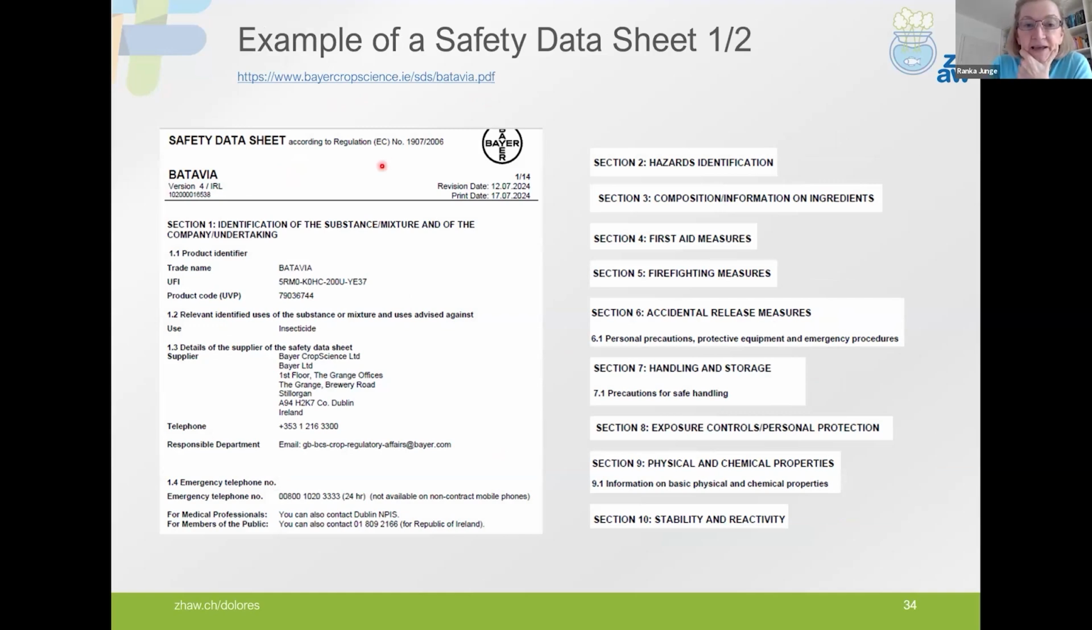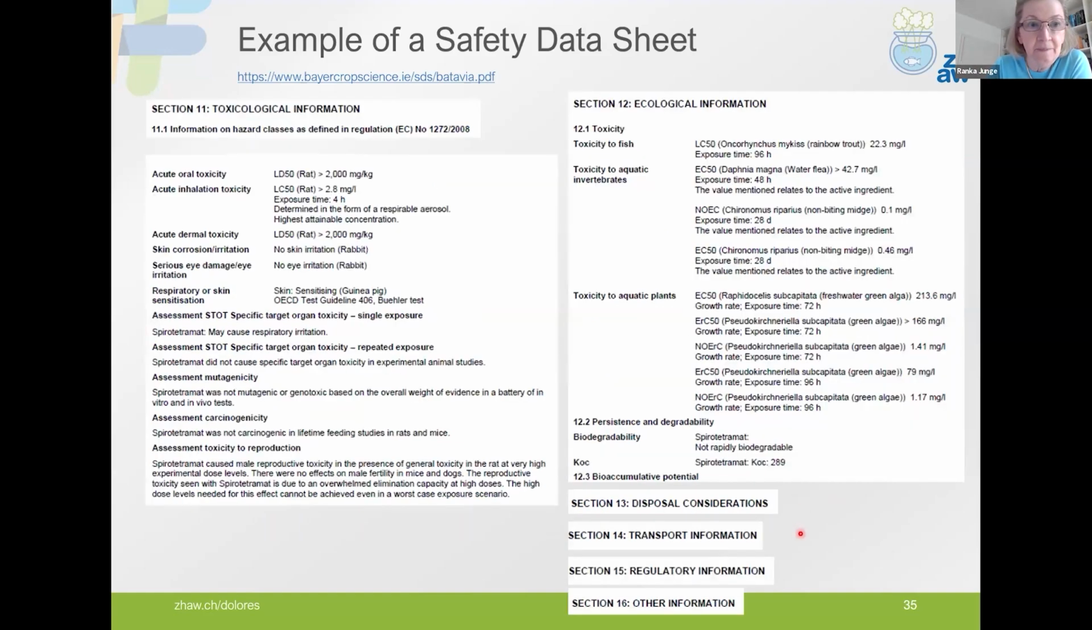each safety data sheet has 14 sections. So one is identification of the substance, mixture, and of the company, then there is hazards identification, composition information, first aid measures, firefighting measures, accidental release measures, handling and storage, exposure control, personal protection, what do you need to use, physical and chemical properties, stability and reactivity. And then section 11, which is important for us, is toxicological information. This is important for humans.